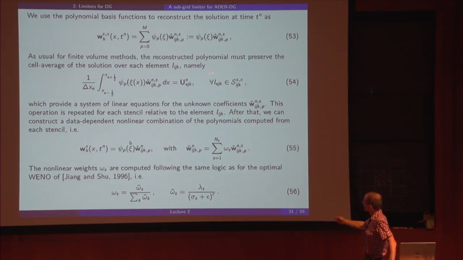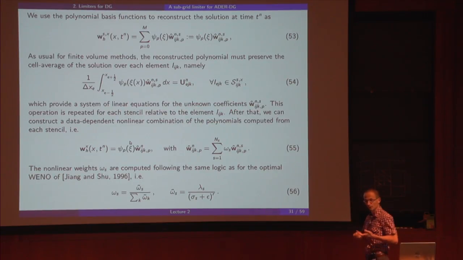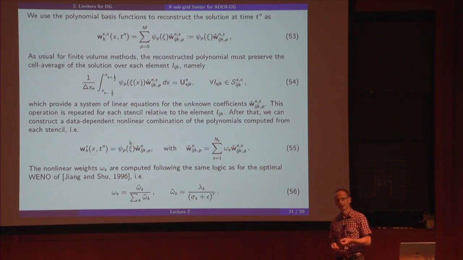Now, as usual for finite volume methods, these reconstructed polynomials must preserve the cell averages. So when you integrate your polynomial in space, you want to recover the cell average. This generates a linear system in the unknown coefficients, and that's what you need to solve. So you get out these coefficients, but now you want to weight, as I said.